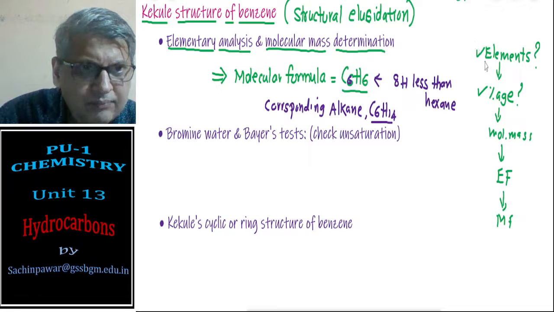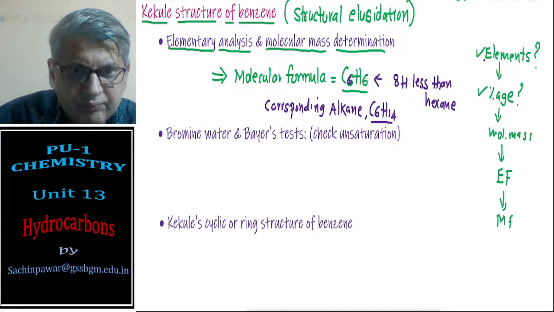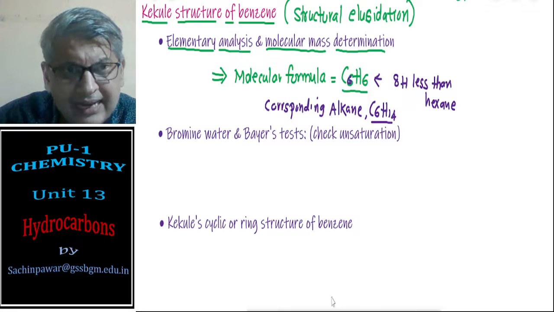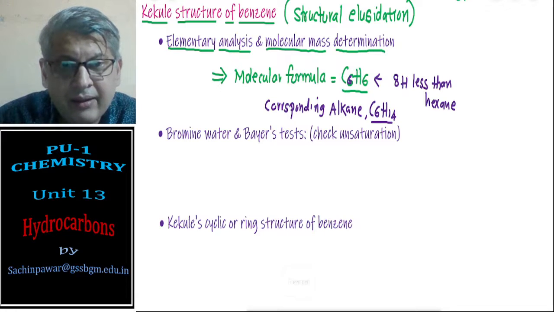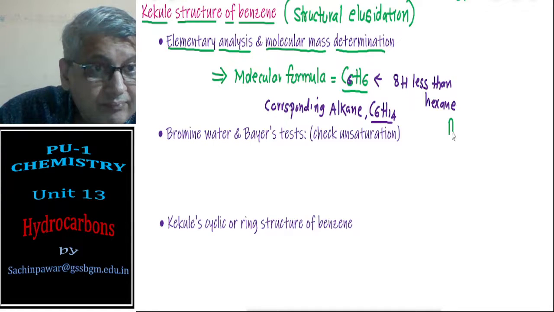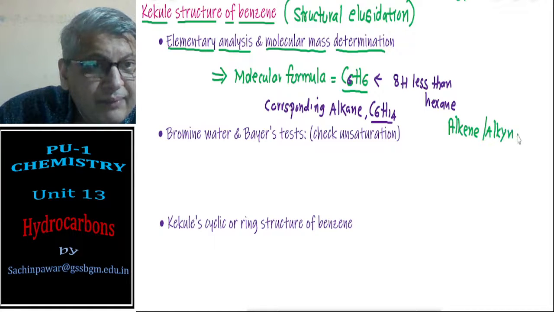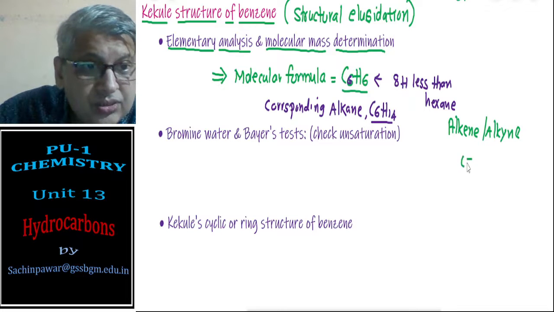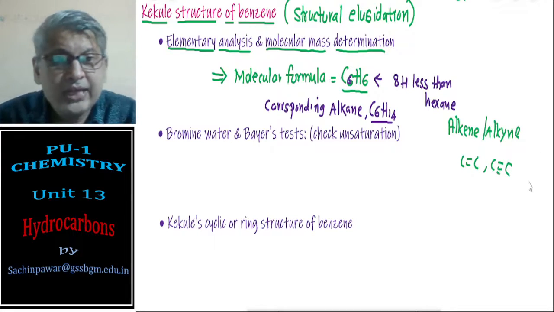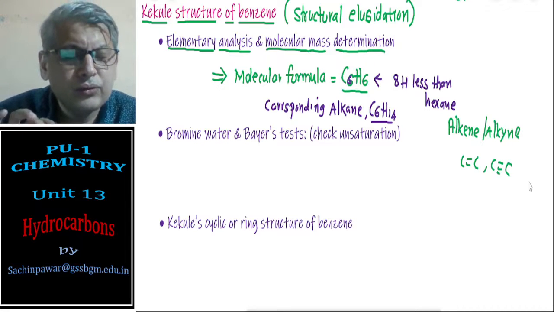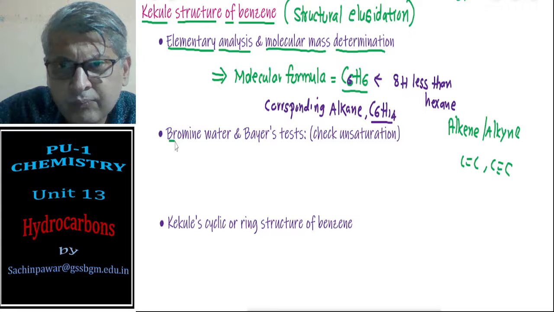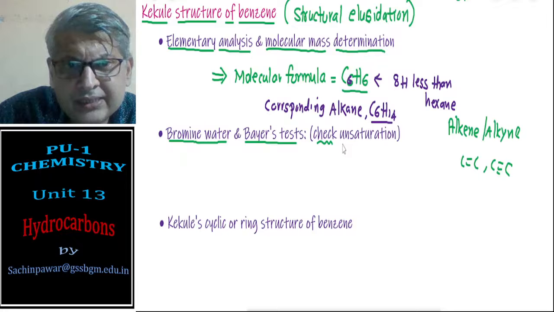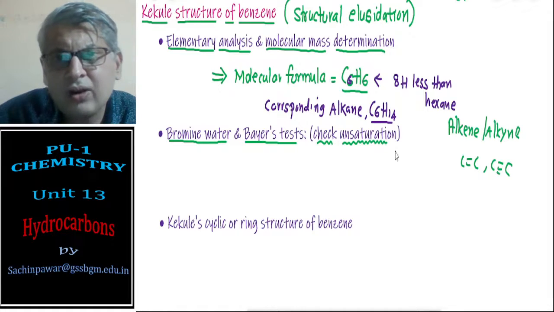I'll just clean this out. Okay, if it is not hexane, then immediately a picture will come in your mind that yes, it may be alkene or it may be alkyne. It may have double bonds or triple bonds. To check that, we have what we know as the bromine water test and Bayer's test. It will check whether the compound has double bonds or triple bonds, that is, unsaturation.